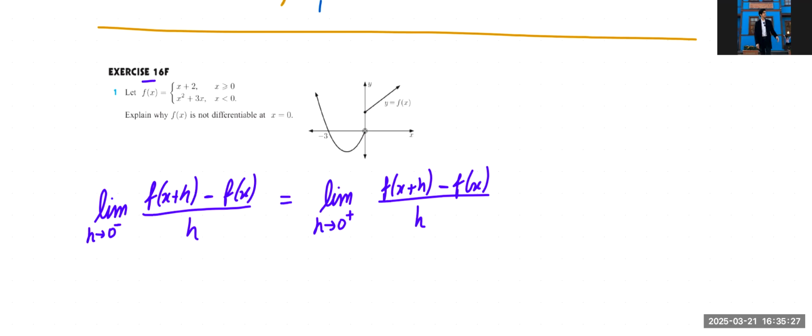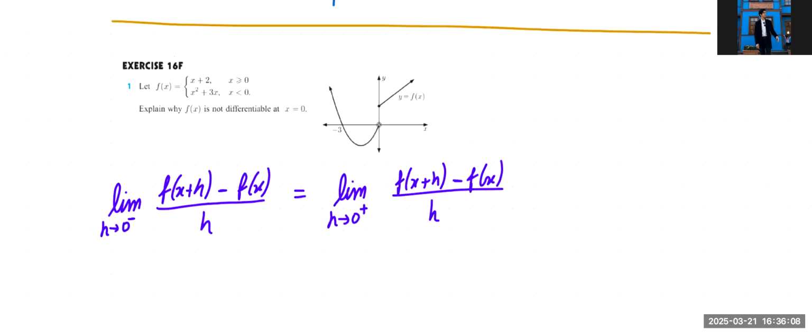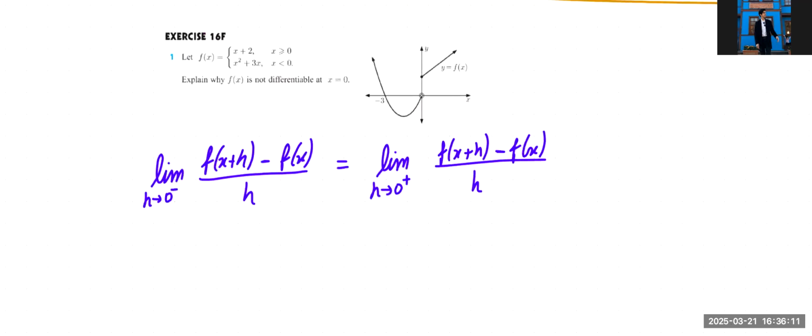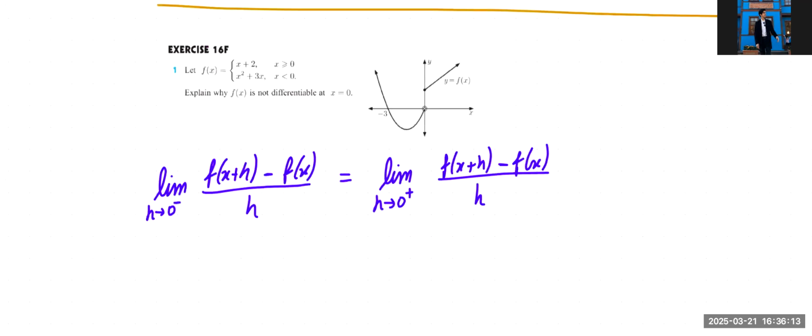So notably, in a piecewise function, it's very important to check at the point where they are exchanging behaviors. When x is positive, it's x plus 2. When x is negative, it's x squared plus 3x. So at x equals 0, it is useful to check whether your function will be differentiable. Now, let's talk about both of these one by one. If I'm talking about h being negative, h is approaching 0 from the left side. We're checking at x equals 0, right?